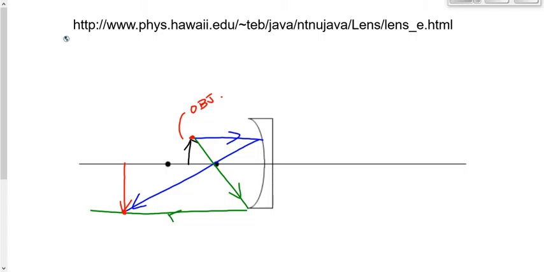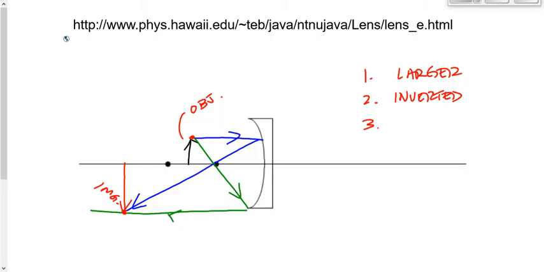That means that this image, if you look at the characteristics or the attributes of it, is going to be upside down. It's going to be larger. If you look at the size of this image, this red image, what you see when you look in the mirror versus the size of you, the object, I think it's pretty clear that the image is bigger than the object. What you see is bigger than what's reality. And the third thing, is it real or virtual? This one's real. How do you know it's real?